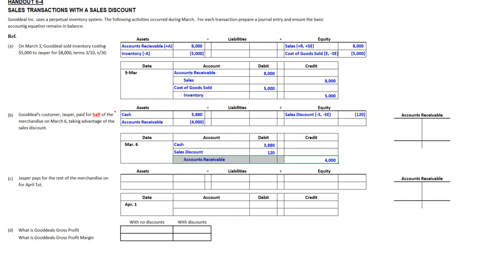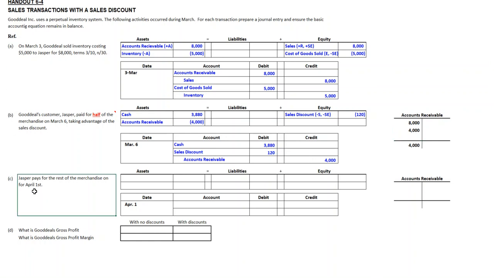So if we look at our T account right now for accounts receivable, recall we began with our original sale of $8,000. They have only paid us $3,880, but because they paid within the discount period, we gave them credit for a full $4,000. So the current remaining balance in receivables is $4,000.